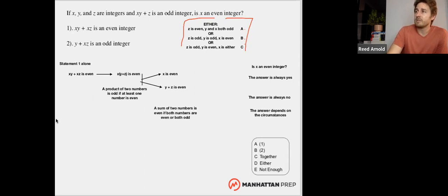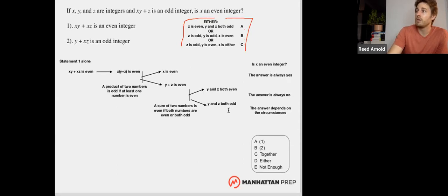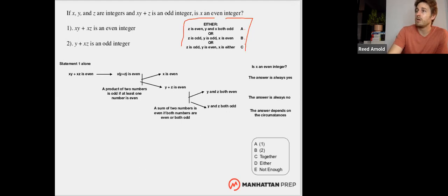If y plus z is even, I have another rule: a sum is even if both numbers are even or both numbers are odd. So I have another branch. Either y and z are both even or y and z are both odd. Well, let's see if these are possible. Are y and z both even? If I look up here, z is even, y is odd. Z is odd, y is odd. Z is odd, y is even. I never have a case, there's no scenario where y and z are both even.